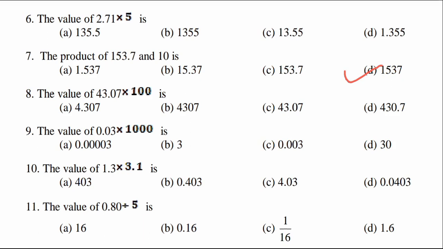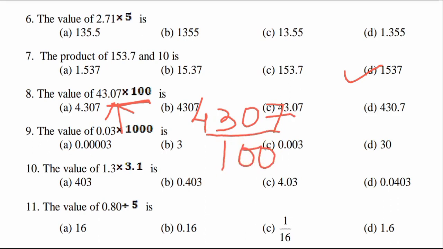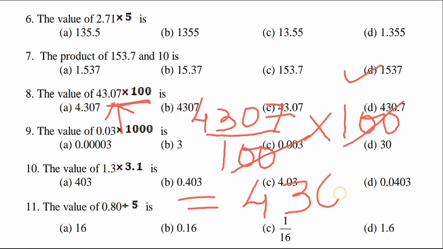Question number 8. The value of 43.07 multiplied by 100 is... So here we have to do multiplication of this, and for that we remove this decimal point from this number. That's why we have to divide it by 100, multiply by 100. 100 cancels, and the answer is 4307.